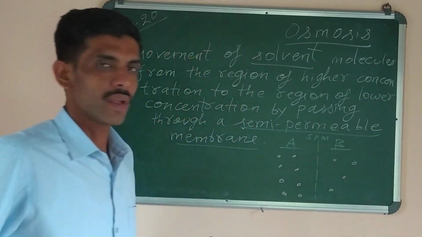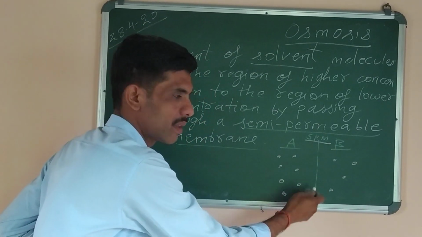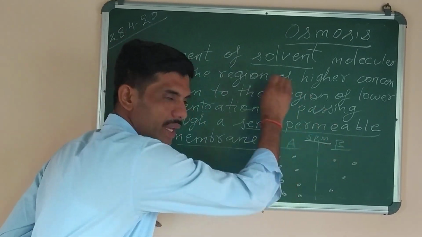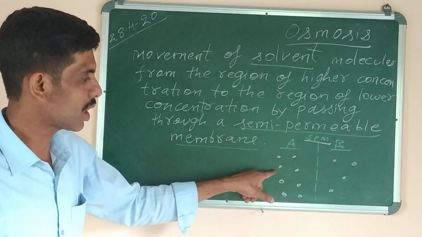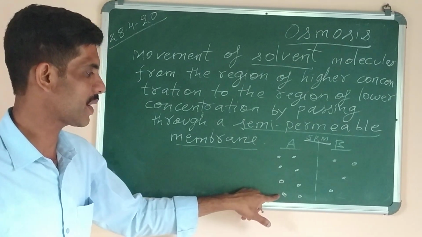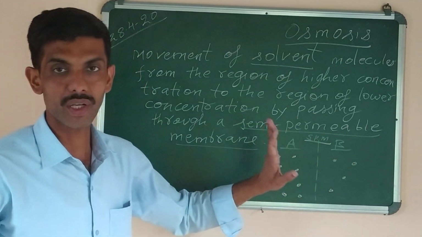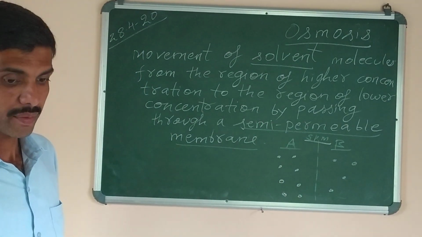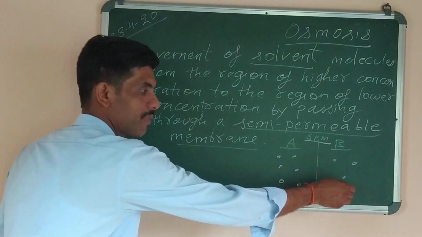Okay, now see. This is the semi-permeable membrane. This side A, this one is B. Two different regions are there. These are the solvent molecules, that is the water molecules. 1, 2, 3, 4, 5, 6, 7, 8 I have drawn here. This side 1, 2, 3, 4 only. Okay. Solvent molecules are drawn. Here 8. This side 4.